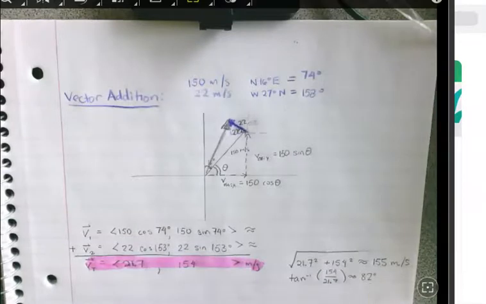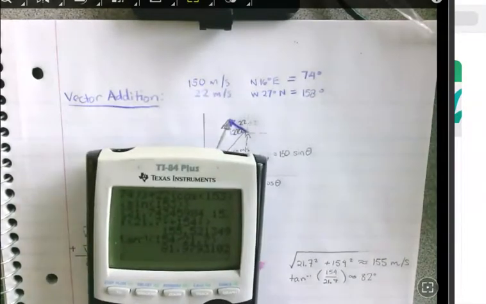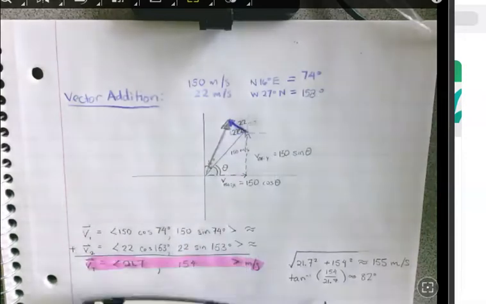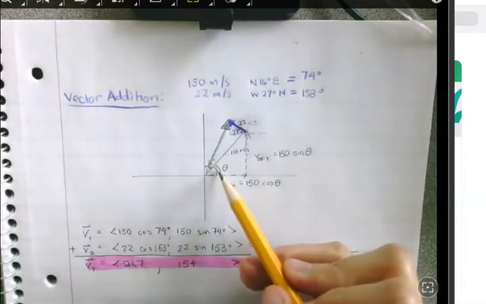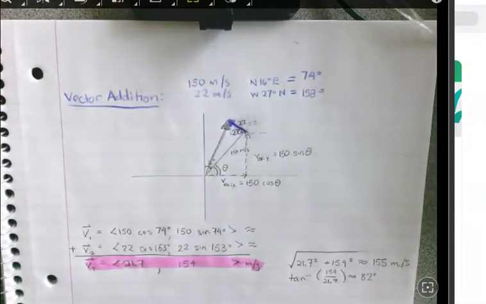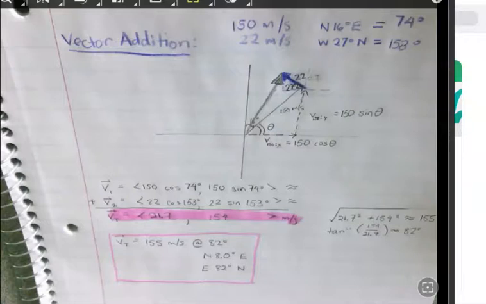Stop, quadrant check. My calculator said 82. Is it really 82? Well, first quadrant, yeah, I'd say that's about 82. We're not in the second quadrant. We're not in the third quadrant. The alternate form of our final answer could be any one of these final forms, 155 meters per second, north 8 degrees east, or any of the congruent angles.